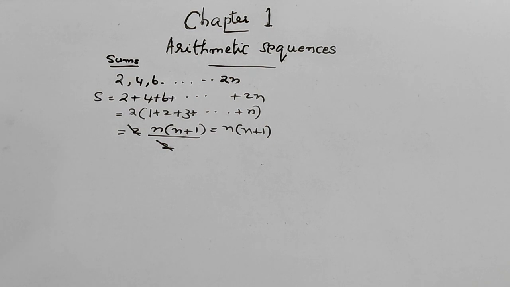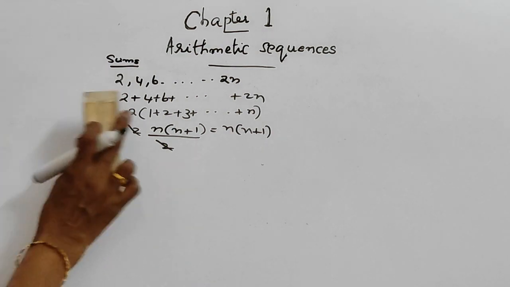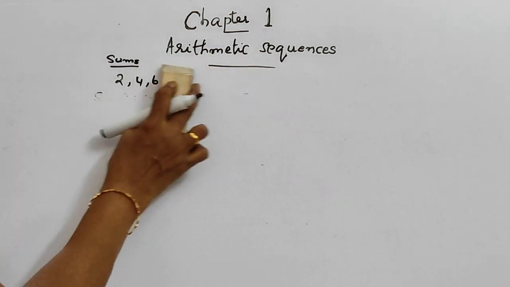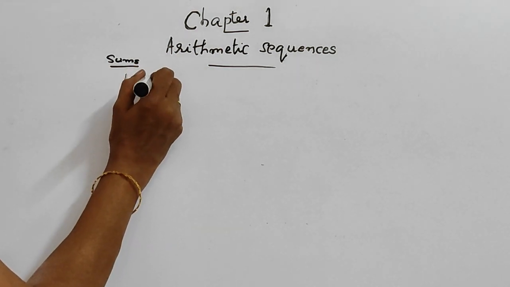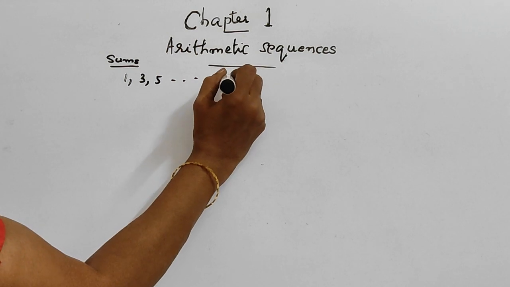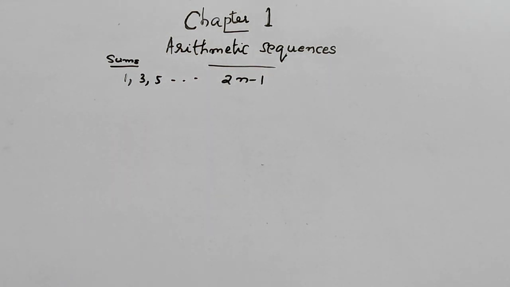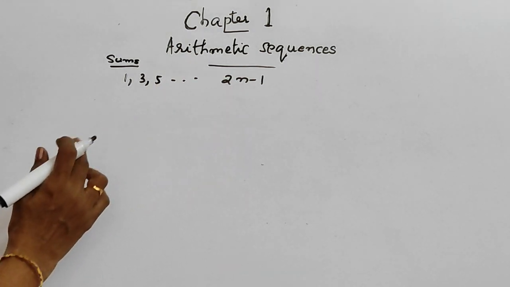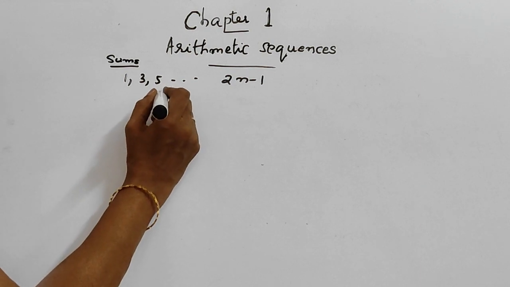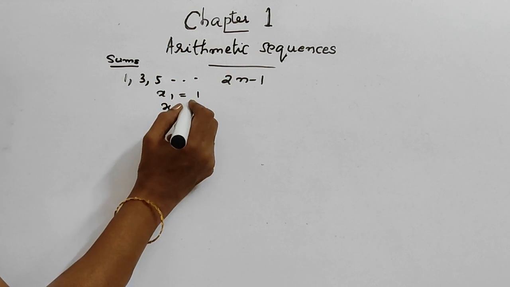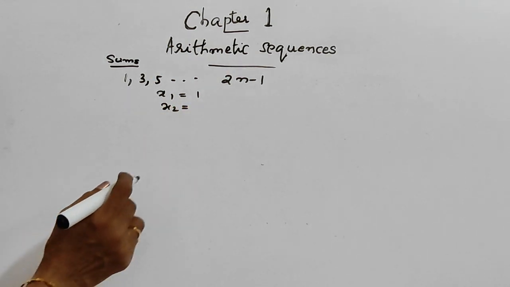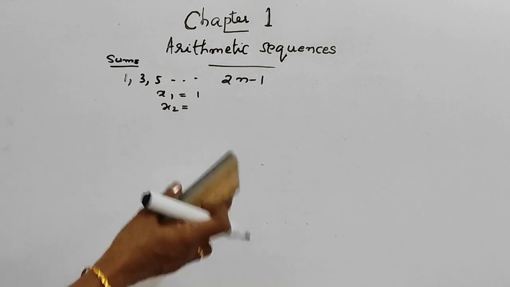Now we have studied the algebraic form, the xn, of even numbers. Now consider the odd numbers 1, 3, 5, and so on. Their xn is 2n minus 1, which we studied in the previous class. That is, the nth term, the last term, is 2n minus 1. Here the first term is equal to 1. The second term is how much? You can substitute in this xn.